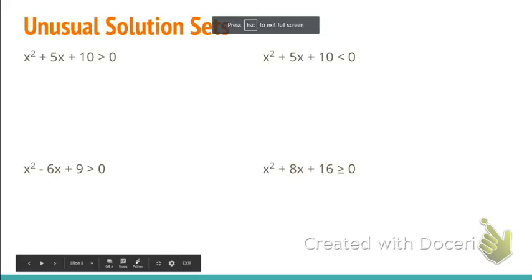Alright, and then let's look at one more over on the right. So let's factor that, and we'll see that's also a perfect square trinomial. That's going to be x plus 4 times x plus 4.